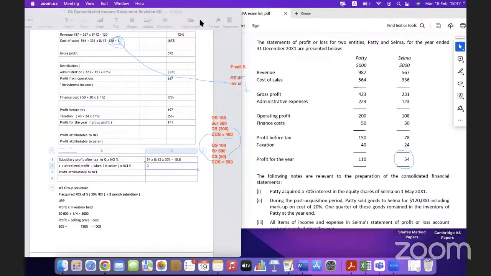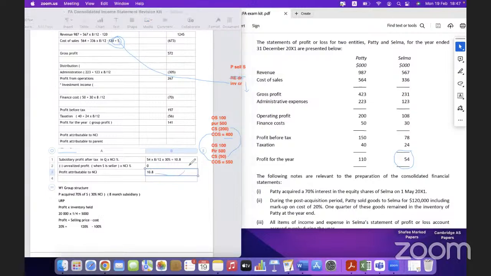Patty sold. When Patty sells, when the parent sells, it's not going to have, guys, any impact on the NCI. Look at the double entry. NCI is not mentioned. That's why the answer is 0. So therefore, guys, 10.8 minus 0, NCI profit is 10.8.